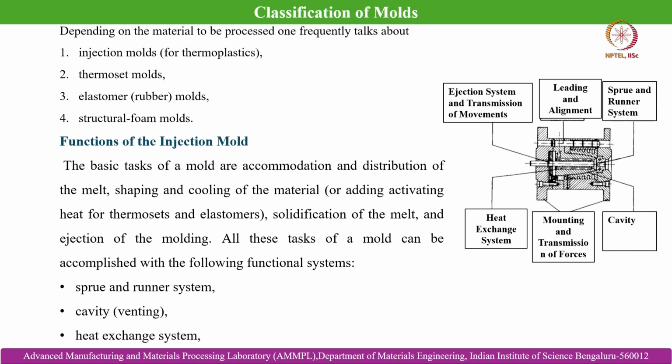So, the functions of the injection mold. The basic tasks of a mold are accommodation and distribution of the melt, which can be a polymer melt or a polymer metal or polymer ceramic mixture, then shaping and cooling of the material, or adding activating heat for thermosets and elastomers, solidification of the melt and ejection of the molding. All these tasks of a mold can be accomplished with the following functional systems: sprue and runner system, cavity, venting, and heat exchange system.